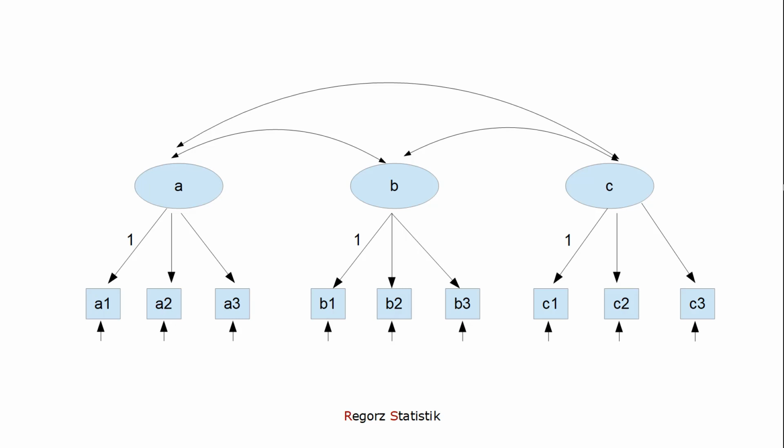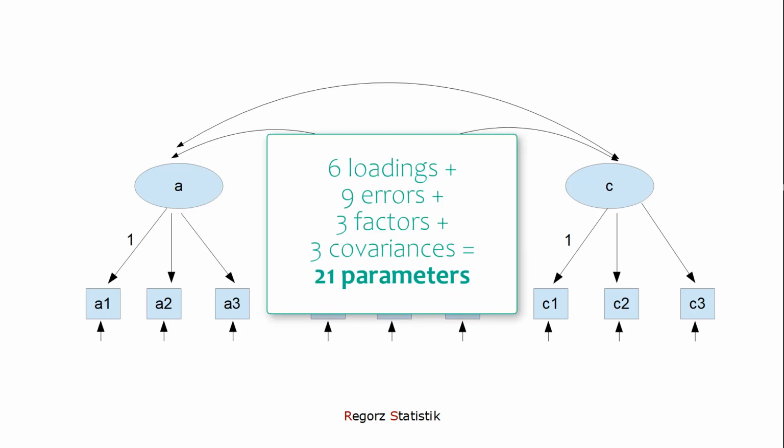We have to estimate 6 loadings, because 1 loading for each factor is constrained to 1. Then we have to estimate 9 error covariances. We have to estimate the 3 variances for the factors and 3 covariances between the factors. So we have 21 parameters.